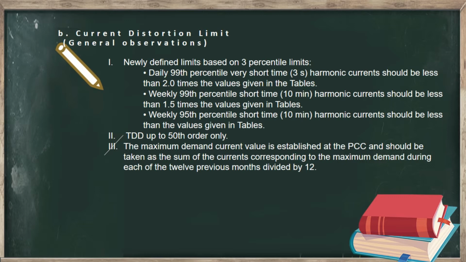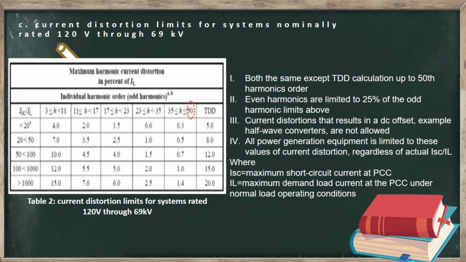The maximum demand current value is established at the PCC and should be taken as the sum of the current demand during each of the 12 previous months divided by 12. C. Current distortion limit for the system normally rated 120 volt to 69 kV. So Table 2 shows the current distortion limits for systems rated from 120 volt until 69 kV.